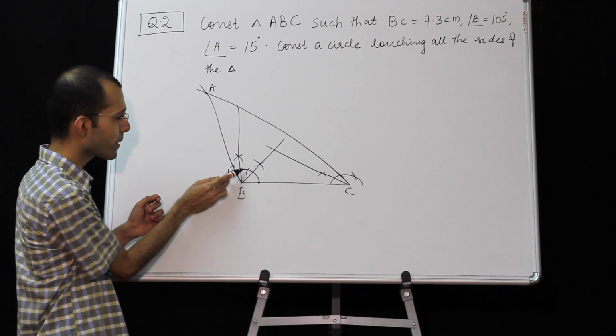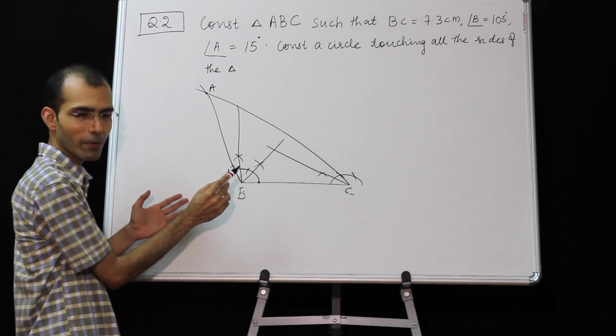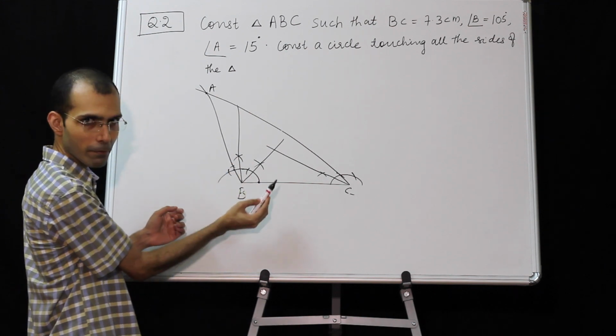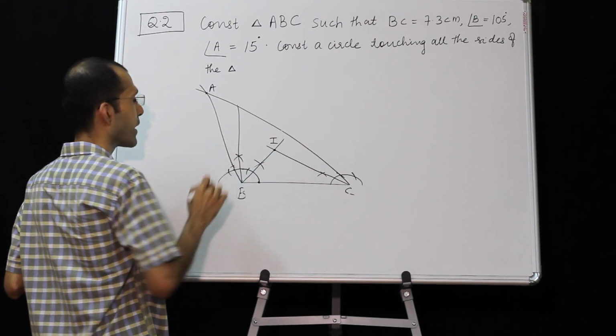Naturally it will pass through here, it won't pass from here because this is the 60 degree arc. So 105 upon 2 is like 52.5. So it will pass before that. Okay. Let this be, say, I.